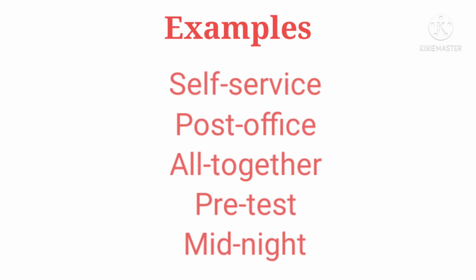For example, you have to do self-service in this restaurant. So it became a very meaningful word, that we have to serve ourselves in that restaurant. Next we have is post office, all together. Pre-test. Midnight. So such words, when we join these two words, the small dash that is inserted between them is called a hyphen.